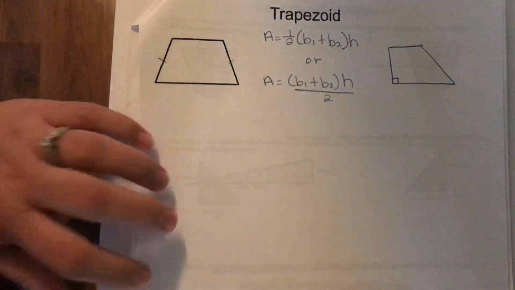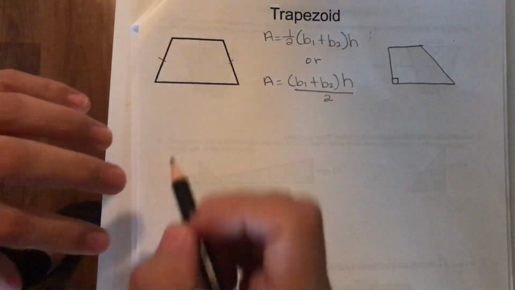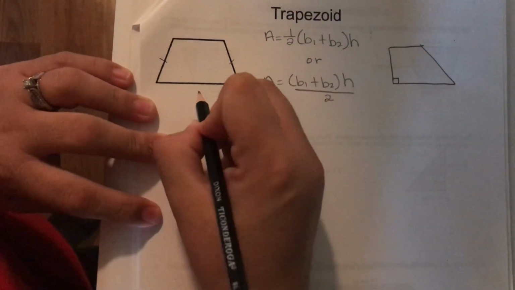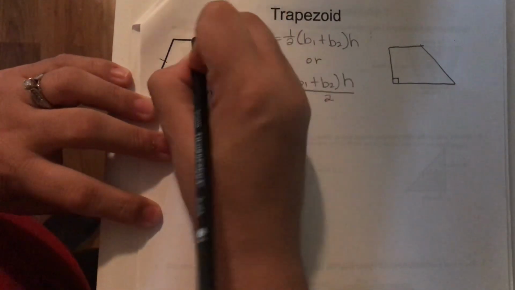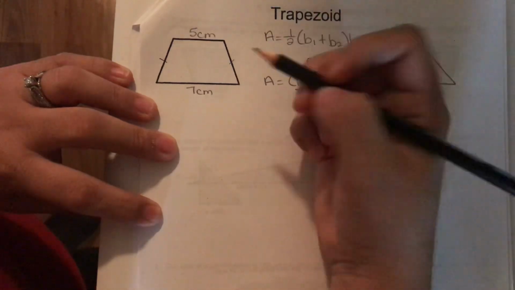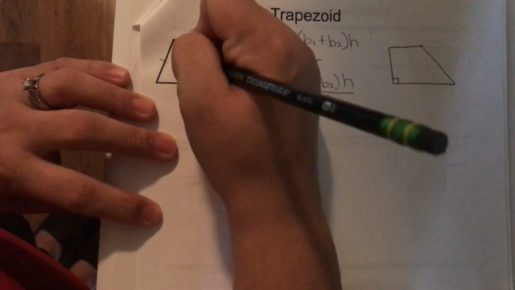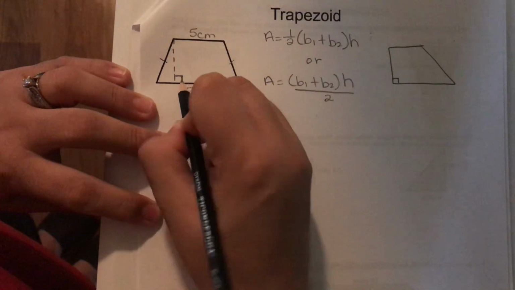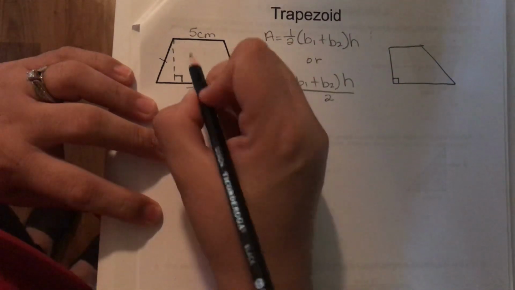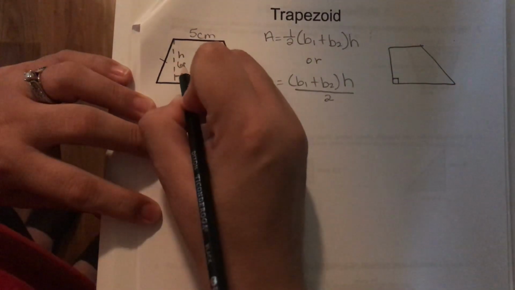Okay? So let's pretend that our bottom base, and whichever one you want to be base 1 or base 2, it doesn't really matter. Let's say this one is here. So now remember, this is not my height because it is slanted. The height is found from the highest point straight down. It makes a right angle. And obviously this is the height, and let's say this was 6 centimeters.